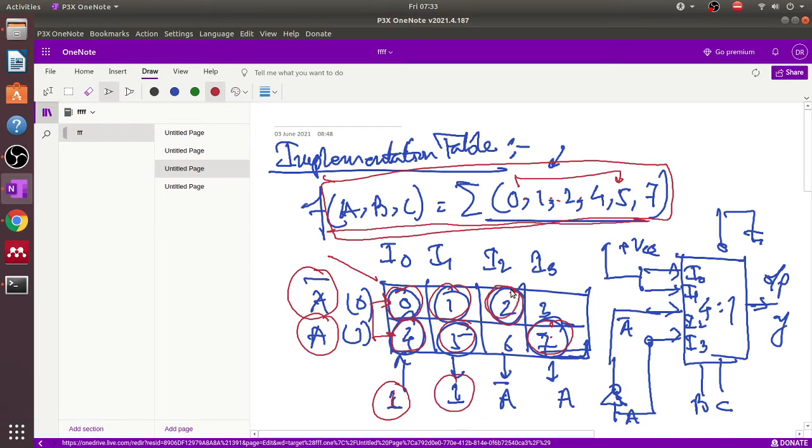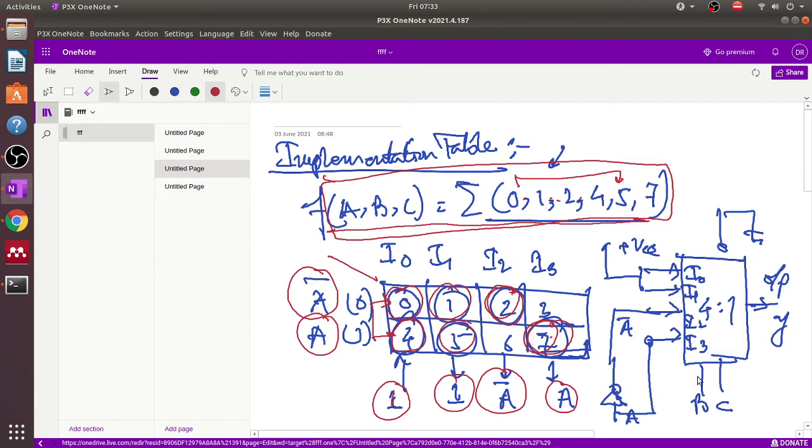When two variables are marked, the outcome is 1. Here only 1 is marked, and the associated signal is A bar. Here 7 is marked, and the associated signal is A. And one thing should be remembered: if none of these is marked, then the output logic is logic 0.